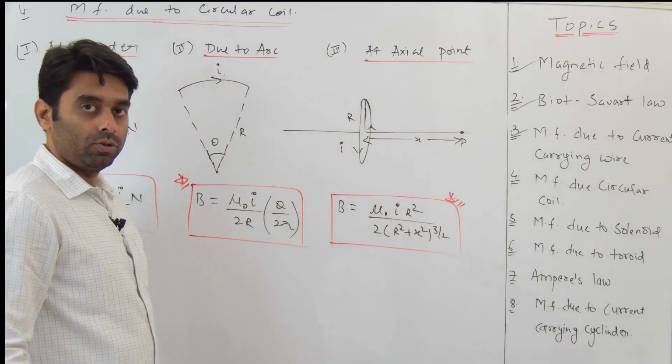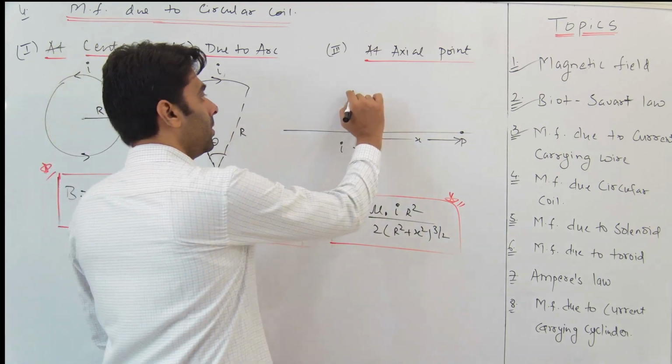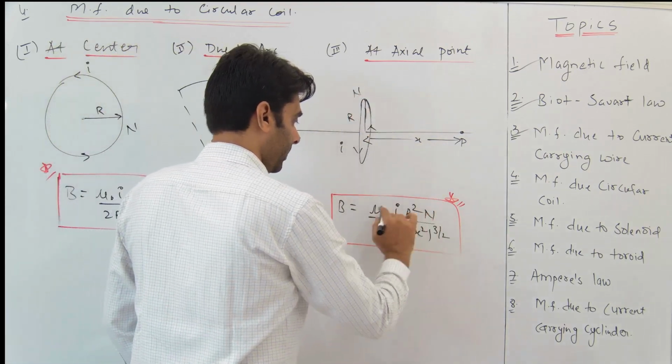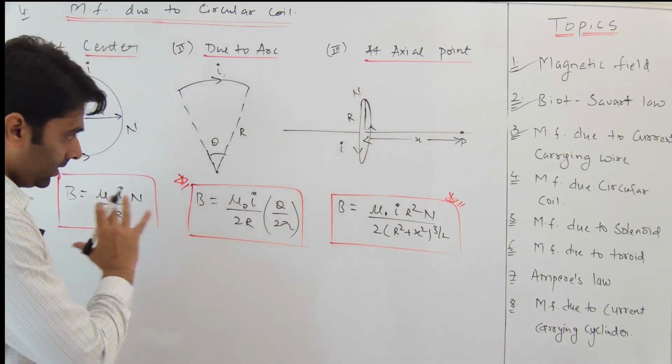Over here, this is due to one turn. If, let's suppose, a total of n turns are there, then this will be n times. This is about magnitude.